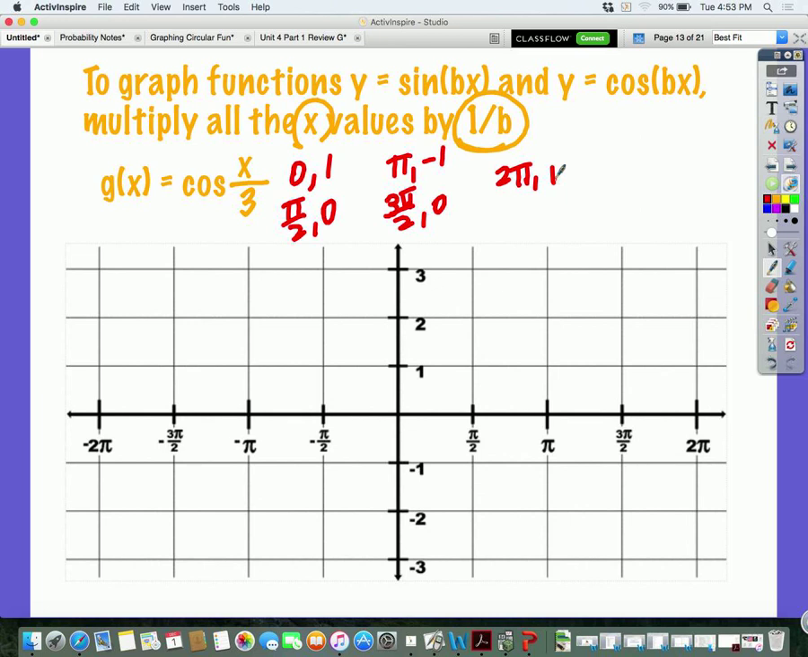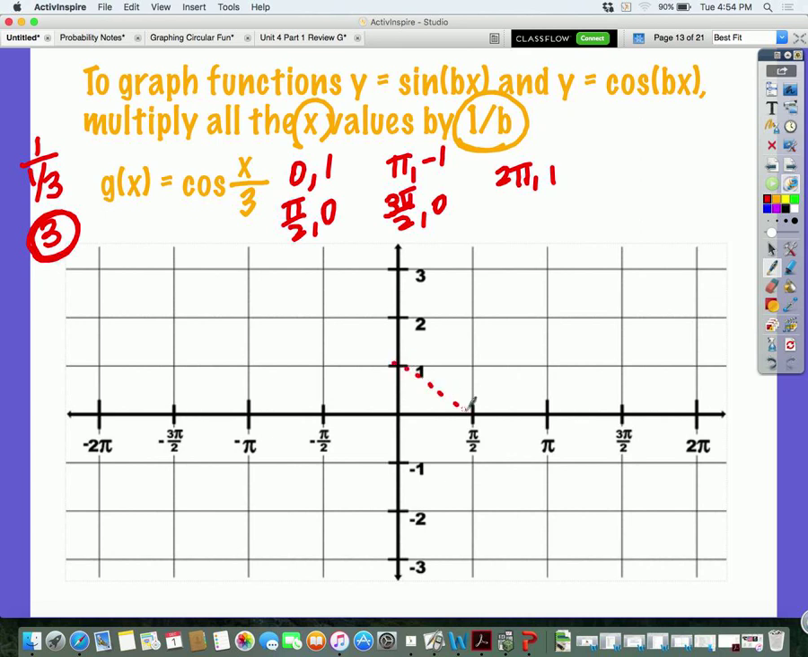So all the x's are going to get multiplied by 1 over b. b is 1/3. Well, 1 over 1/3 is 3. So I'm going to multiply all my x's by 3. And as we see, my graph is not going to hold everything. Okay? So what we're going to do, I guess we'll still just graph it as it is.